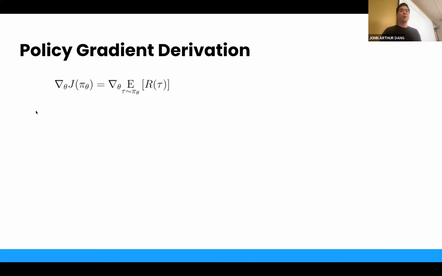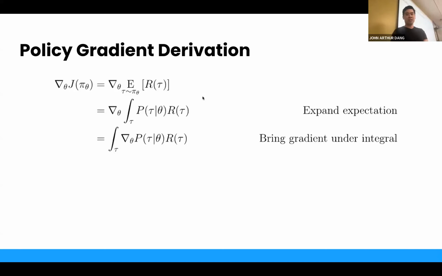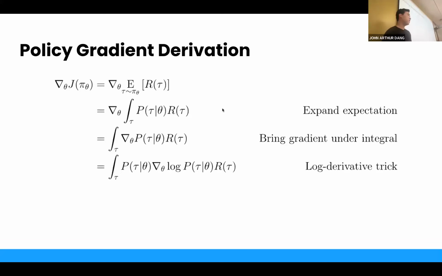Okay, so we want the gradient of J, our total expected reward. This is just the definition of our objective. Now we expand the expectation, which is just the definition of expectation: the integral over your probability distribution times whatever you're taking the expectation of. Now this is just math 32a: you bring the gradient under the integral. And now there's a log derivative trick.